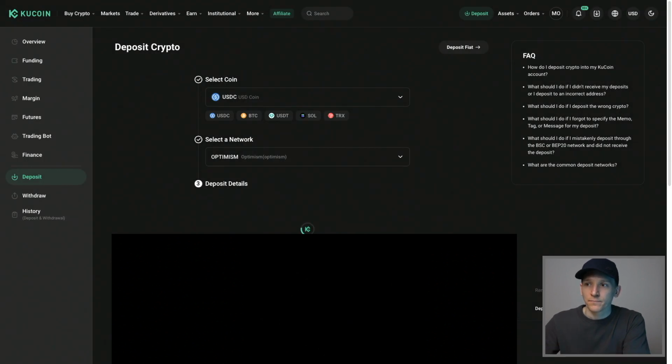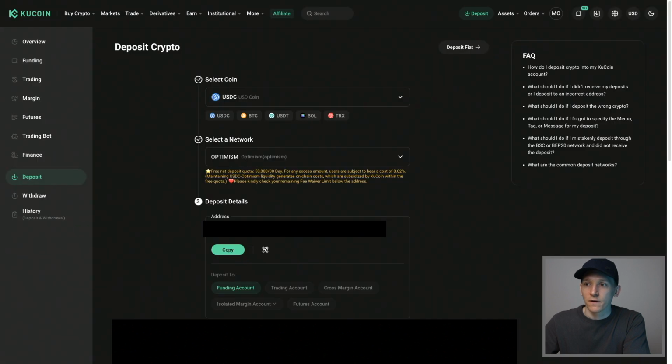So I'm going to click that, and it's going to give me my address details. There it is. That's my address. So this is my deposit address. Go over to the other platform, whatever it may be, go and withdraw the assets to this address. You go in, send USDC over Optimism, this address.